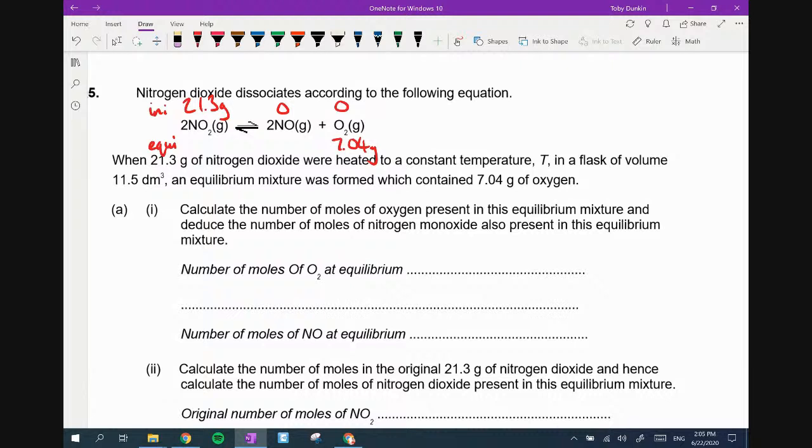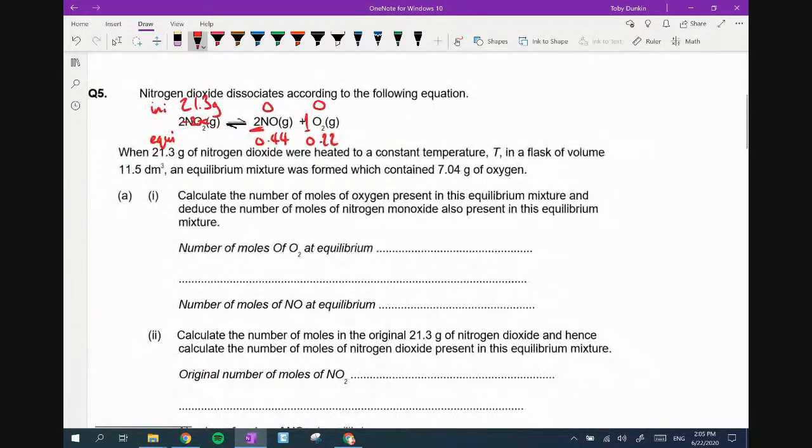All I need to do is convert to moles, and we all know that oxygen weighs 32.0. So 7.04 divided by 32.0 will give me moles at equilibrium of 0.22. That's 1x because we've got a 1 in front of it. This is a 2x, so I need to double that to give me 0.44 moles at equilibrium. This is going to go down by minus 2x. I can't work out the moles of that because I haven't worked out the moles of original. That's going to be a problem, isn't it?